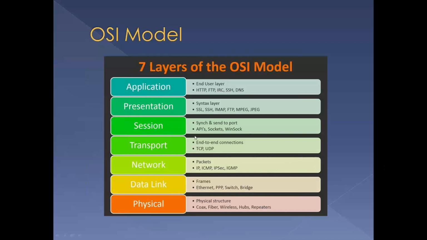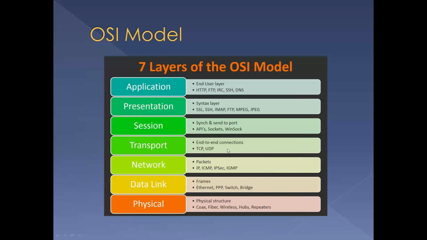So the presentation layer is what prepares the data for the application layer. Much of what goes on here is the cryptography and encryption of the data, such as SSL, SSH, IMAP, FTP, MPEG, JPEG. These are all presentation layer applications. Session is meant to sync and send to a port. These include APIs, sockets, WinSock.